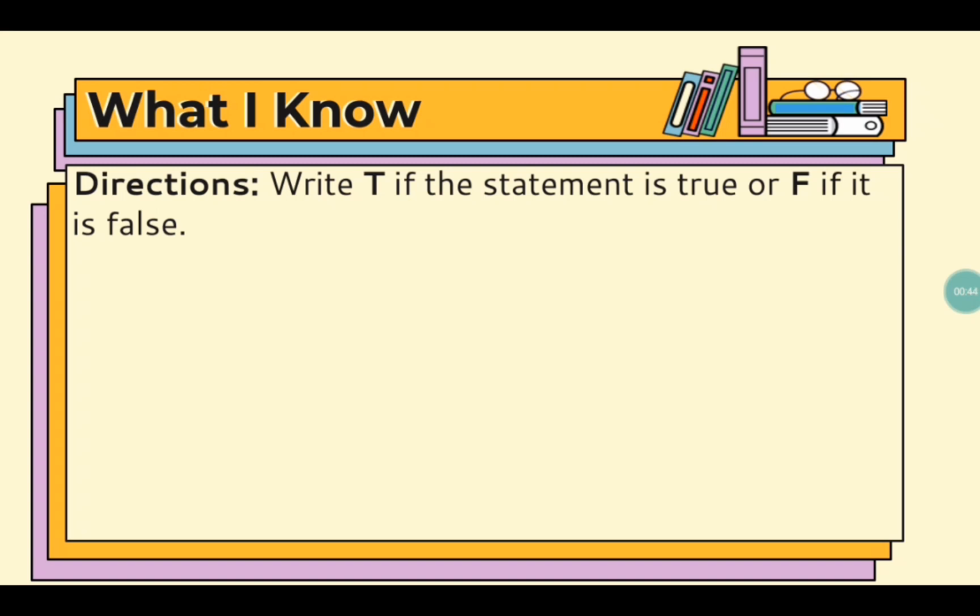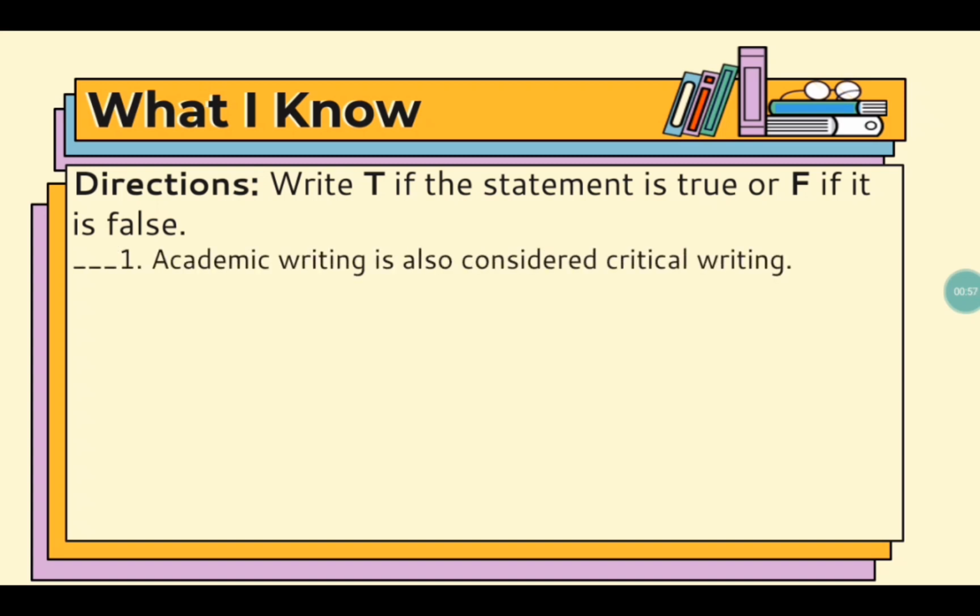For the directions, write T if the statement is true or F if it is false. So grab your pen and paper and write your answers. For number 1, academic writing is also considered critical writing. The answer is true.